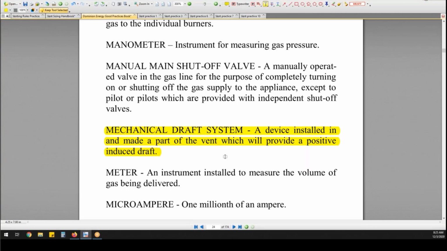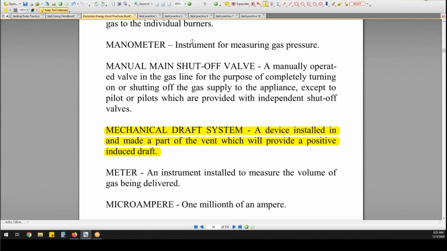So a mechanical draft system would be like a power vent water heater. It still pulls its combustion air from the CAS, or the room it's in, but it has a fan in it that actually pushes the flue gases out, okay? So that would be an example of a mechanical draft system. They actually make a fan system. There's several different ones on the market that you can install into a natural draft water heater, which will allow you to now vent that natural draft water heater sideways.